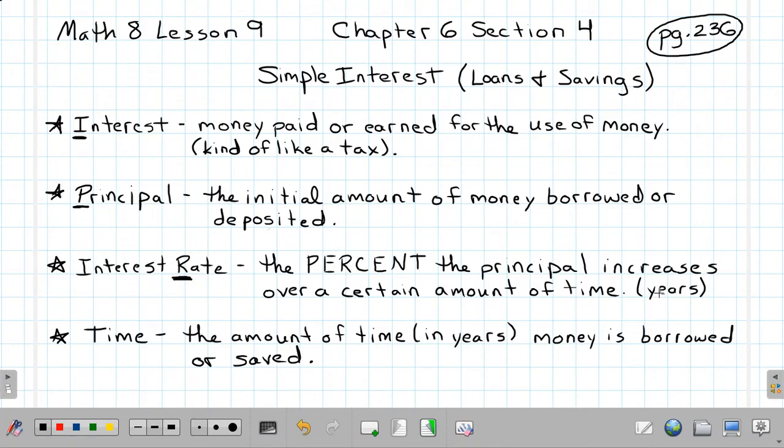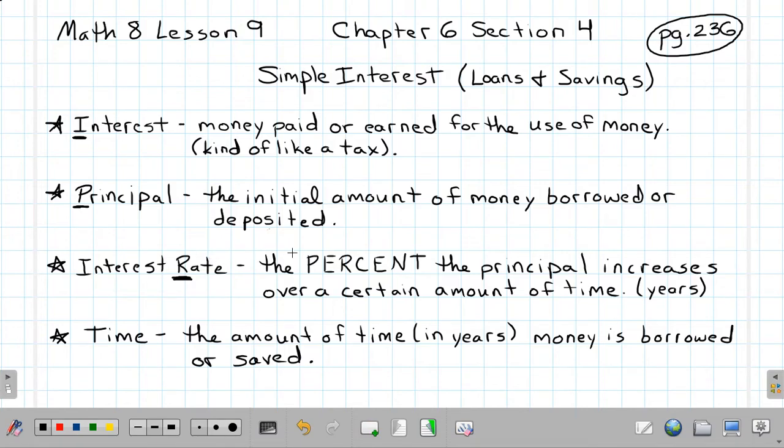So we're talking about interest. But once again, the main thing here is the interest rate. Rate is a percent, okay? So it's actually the percent it increases over a certain amount of time. Like I said, it's going to be very clear what we're going to plug in for the rate and why we have the R underlined here, but you need to focus on that word percent.